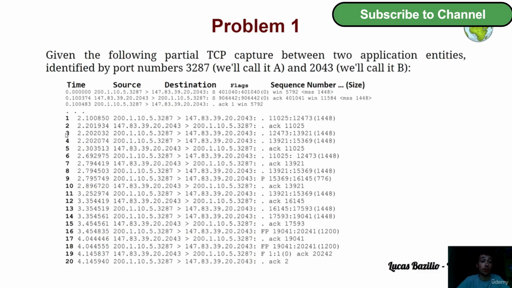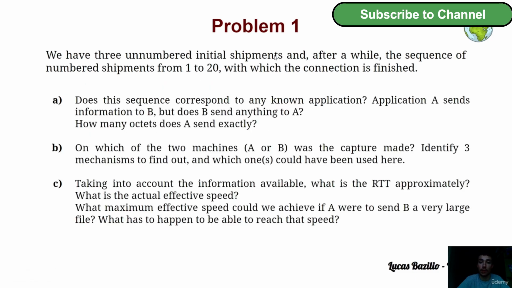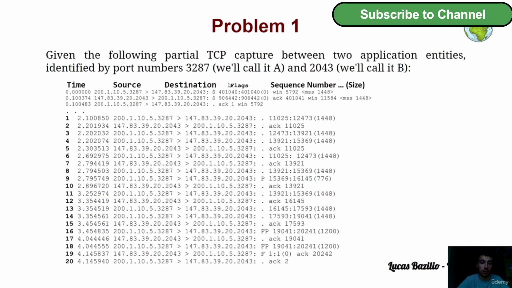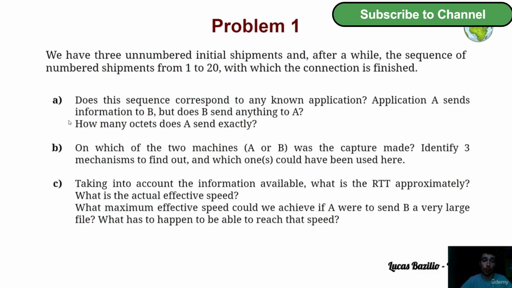And then we have a series of packets here, that's why we have this ellipsis. Time passes, and then we have these final 20 packets that are sent. That's why the problem says after a while, because after the connection establishment, we wait some time, and then we have these last 20 packets. So given this capture, we have the series of questions.